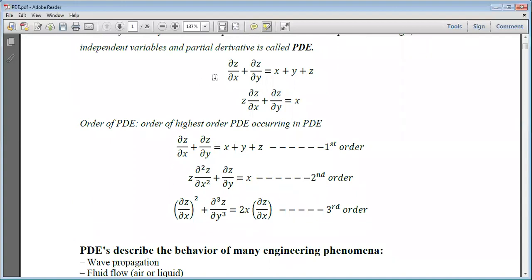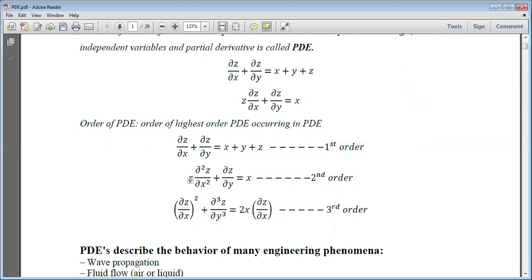Now, when we are going to see partial differential equations, we should understand what the order of a PDE is. The order of the highest order partial derivative occurring in the PDE is known as its order. It may be first order, second order, or third order. Here is an example: del z by del x plus del z by del y is equal to x plus y plus z. It is first order because the partial derivative of z with respect to x, as well as with respect to y, is first order. So that kind of equation is known as first order.